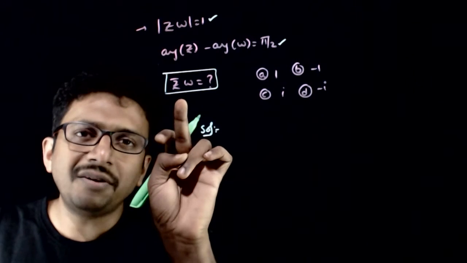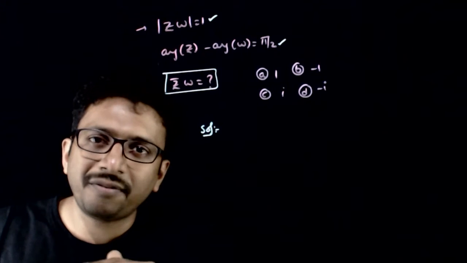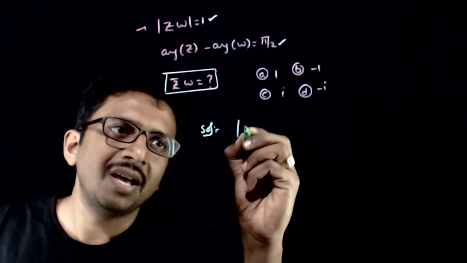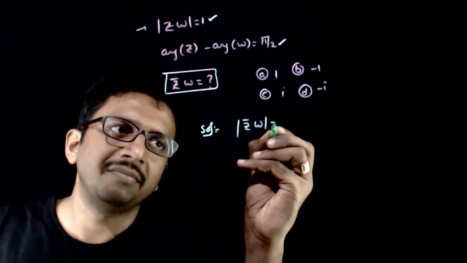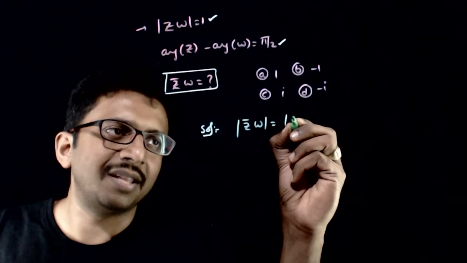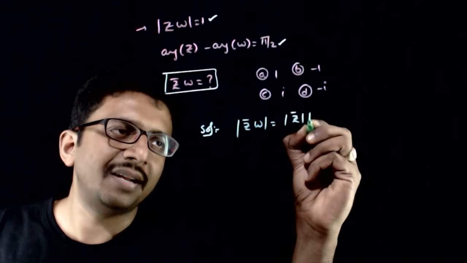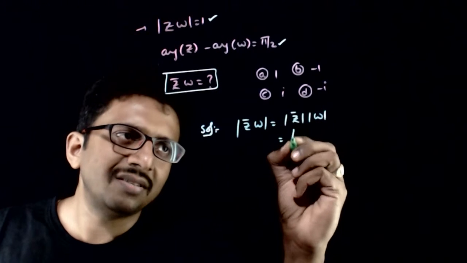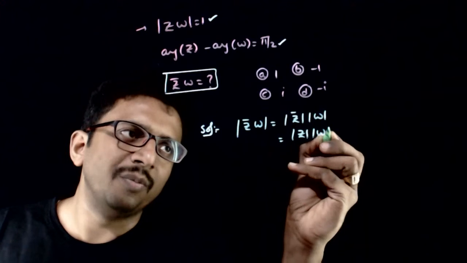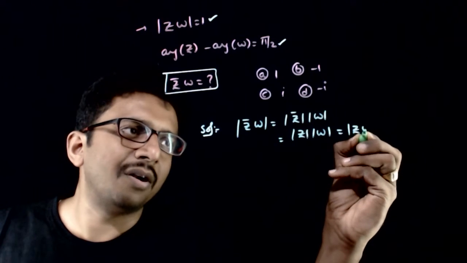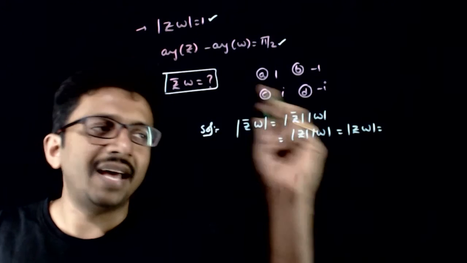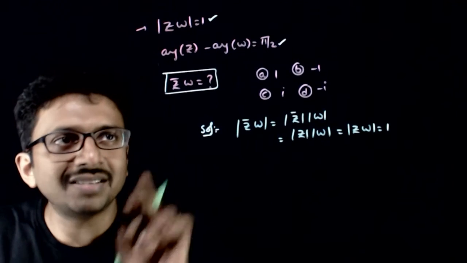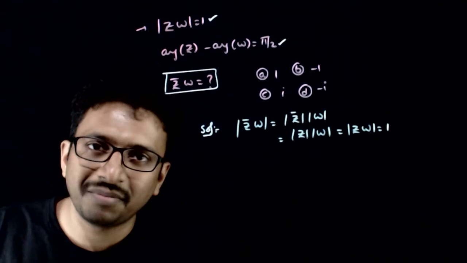First, let us try to find the mod of z bar omega. Mod of z bar omega is nothing but mod of z bar into mod of omega, and mod of z bar is the same as mod z, that is mod z into mod omega, which is again equal to mod of z omega, and it is given as equal to 1. That is, this complex number has modulus of 1.